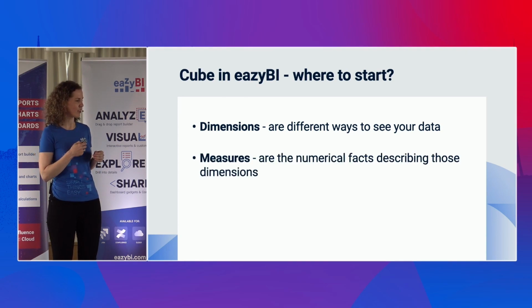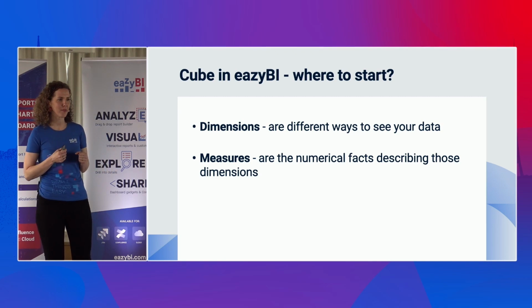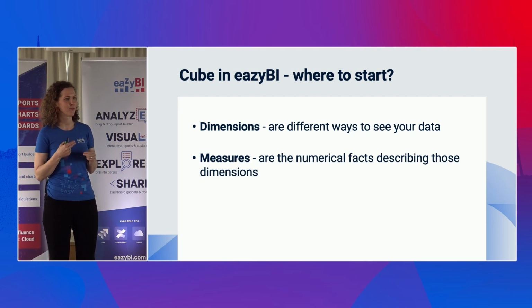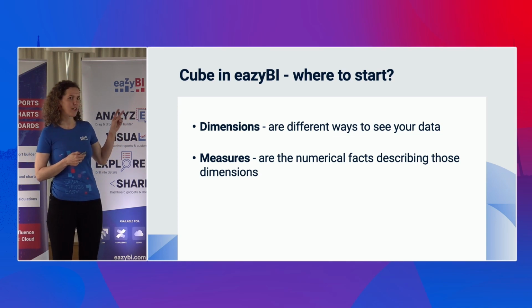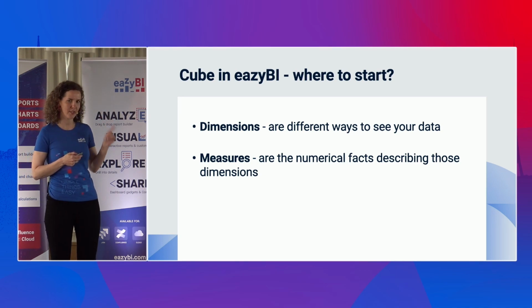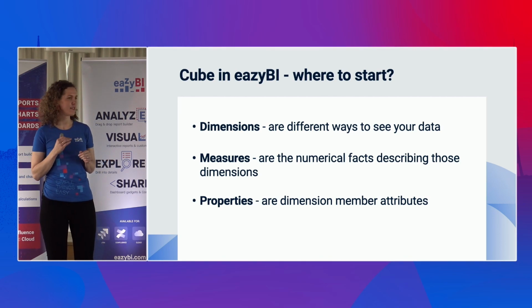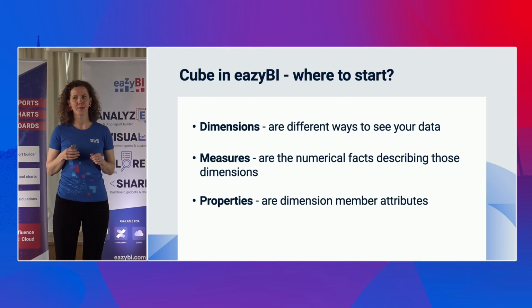Then there are metrics. And those are numerical facts that are describing those dimension members. So I have 4 cats, and then I can split like 2 are female and 2 are male. And those 2 are mandatory to have in the eazyBI cube. So at least 1 dimension and 1 measure always. And then there are properties. And those are dimension member attributes.